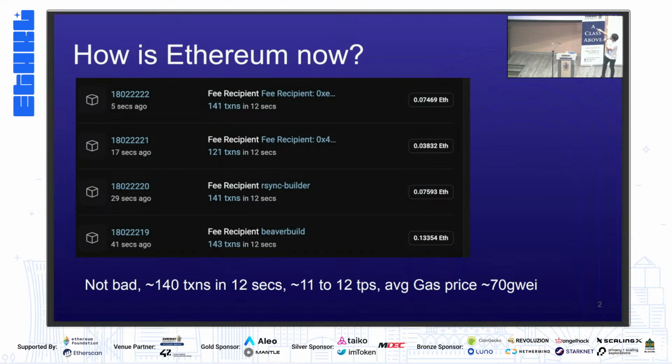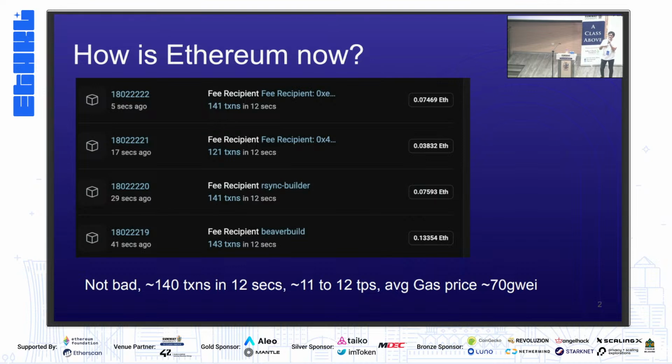What I'm trying to say is that we notice the block production is consistently at 12 seconds per block. And we roughly see around 140-ish transactions in 12 seconds. If you do the math, it turns out to be around 11 to 12 TPS. And the gas price is around 70 Gwei. I've checked that and I just put it here to make it convenient.